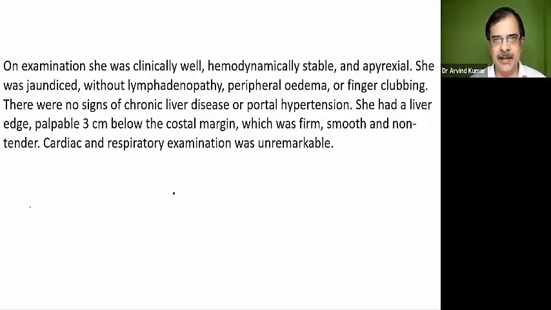I will be discussing some of these cases. I will be taking the medical aspect, and Dr. Tewari will be taking the surgical aspect. So, starting with clinical case number one.